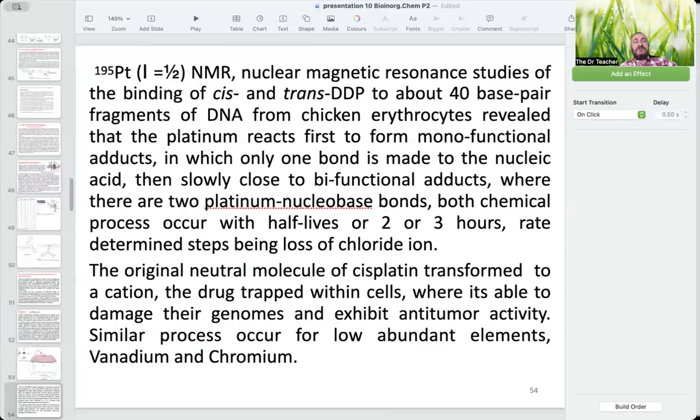So these are, again, some types of platinum nucleobase bonds, and the half-life is 2 or 3 hours, the rate determined step. So the original neutral molecule of the cisplatin transformed to a cation. The drug trapped within the cell and then is able to damage the genome and exhibit anti-tumor activity. So a similar process occurs for low abundant elements, vanadium and chromium.